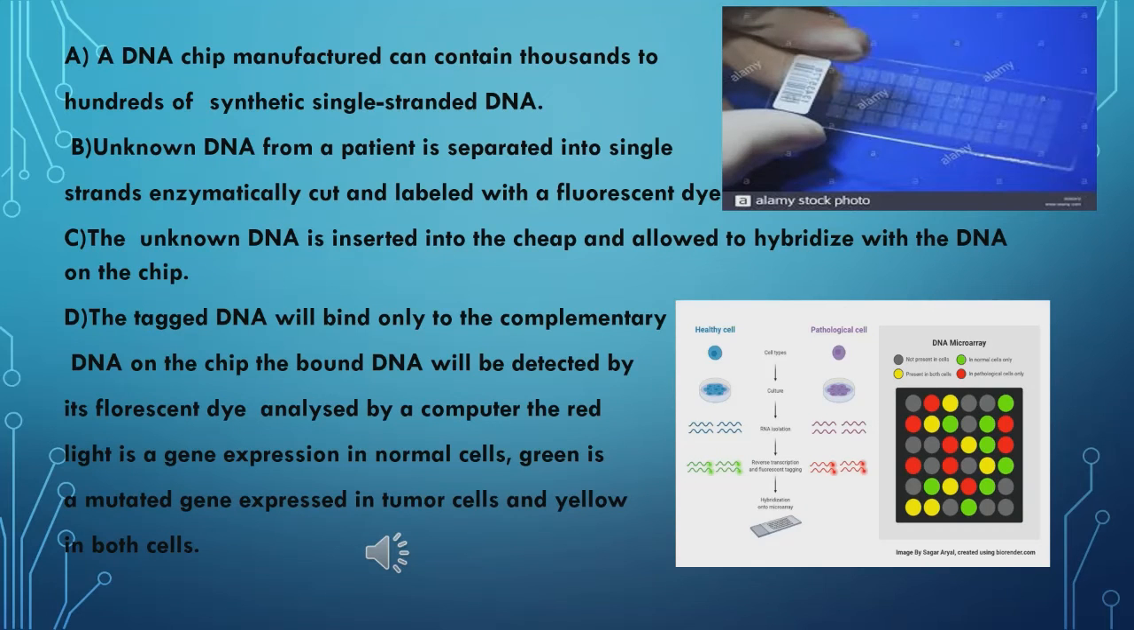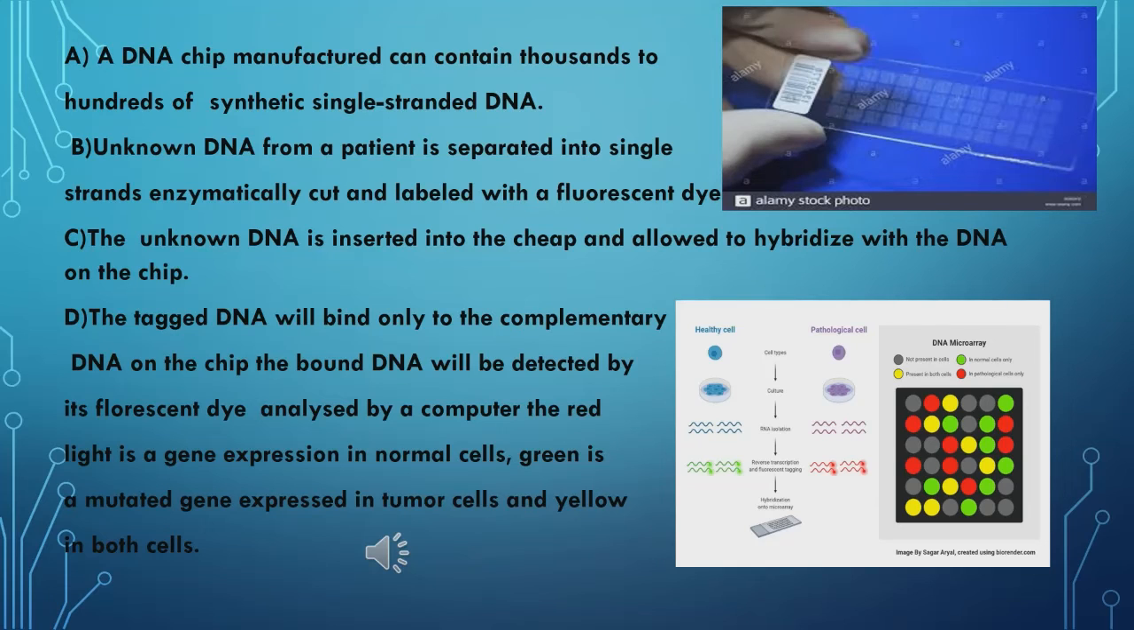So in this slide I am going to explain briefly about how this works. A DNA chip manufactured can contain thousands to hundreds of synthetic single-stranded DNA. Unknown DNA from a patient is separated into single strands, enzymatically cut and labeled with a fluorescent dye. The unknown DNA is inserted into the chip and allowed to hybridize with the DNA on the chip. The tagged DNA will bind only to the complementary DNA on the chip. The bound DNA will be detected by its fluorescent dye and analyzed by a computer.